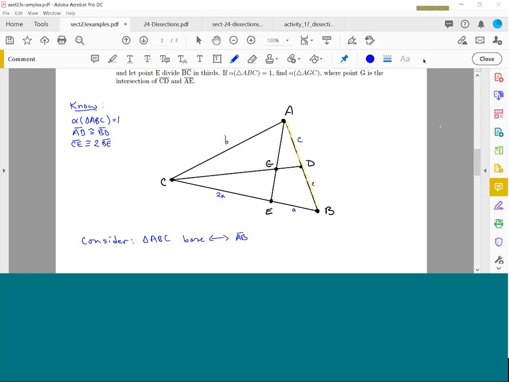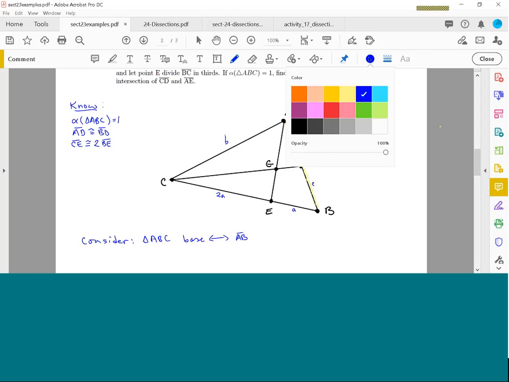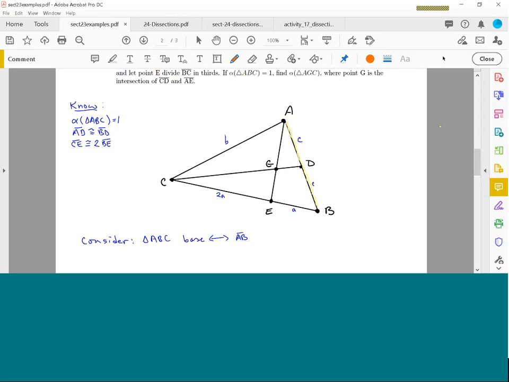Okay. Now, if we want to find the height of this triangle, what happens? You look at the other vertex that's not involved in the base. In our case, that would be vertex C right here. And you draw a line that's perpendicular to the base, so perpendicular to AB, and through the point C.